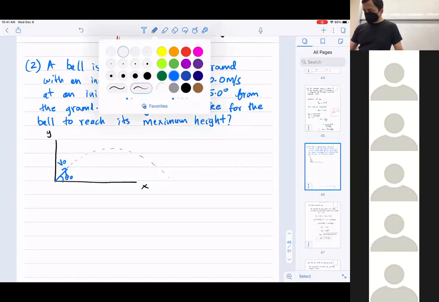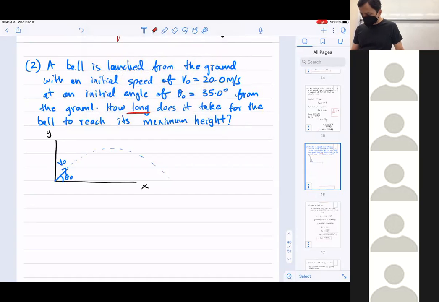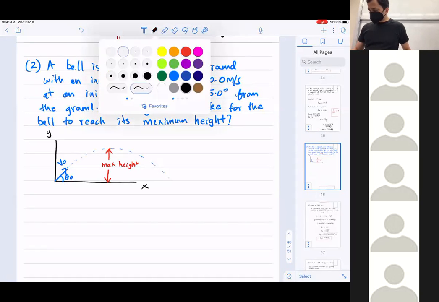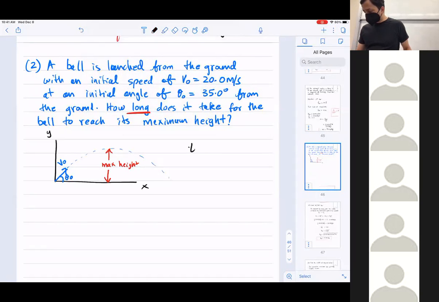So we want to know, this right here is the max height. If you draw something like this, it puts me in a mood to give you some credit, because it's telling me that you were able to process the word problem into what's going on, and you want to then figure out what is t? How long does it take to reach max height?